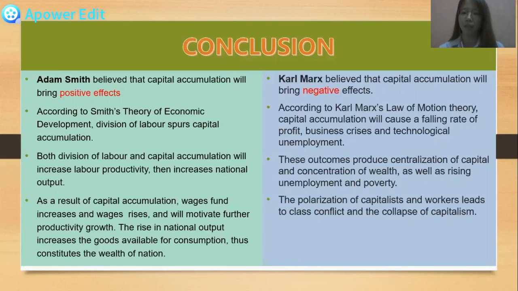While Karl Marx believes that capital accumulation will bring negative effects. According to Karl Marx's law of motion theory, capital accumulation will cause a falling rate of profit, business crisis, and technological unemployment. These outcomes produce centralization of capital and concentration of wealth, as well as rising unemployment and poverty. The polarization of capitalists and workers leads to class conflict and the collapse of capitalism.